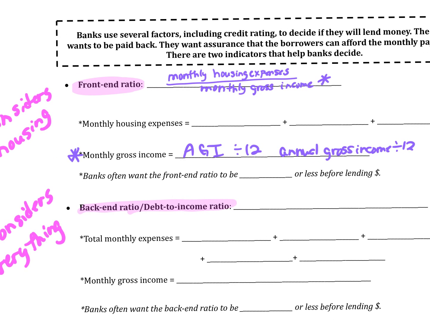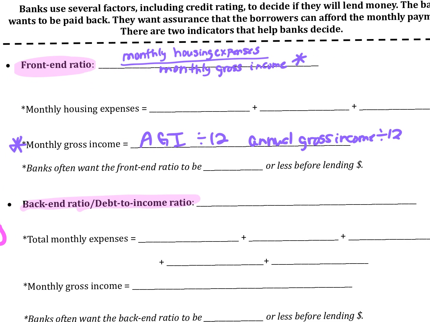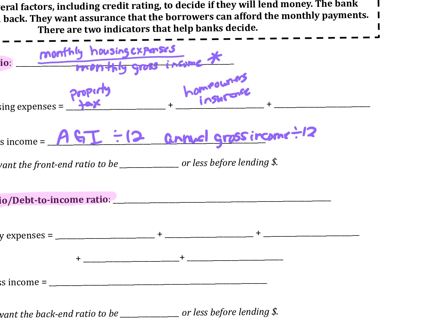Okay. And then thinking about what your monthly housing expenses are, think about what that's going to be. That's going to be your property tax, plus your insurance, your homeowner's insurance more specifically, right? Plus your mortgage.